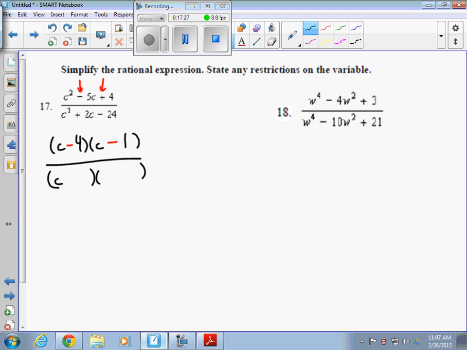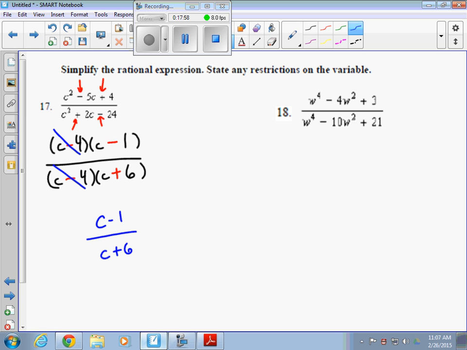C times C. Your factors of 24: 1 and 24, 2 and 12, 3 and 8, and 4 and 6. The only pair that gets you to the number 2 is 4 and 6. Again, this tells you they're different signs, unlike the other one was the same sign. This tells you the bigger one is plus. 6 is bigger, so it's plus. This one's minus. You have the same thing at the top, C minus 4, as at the bottom. That's the part that cancels out. C minus 1 over C plus 6.